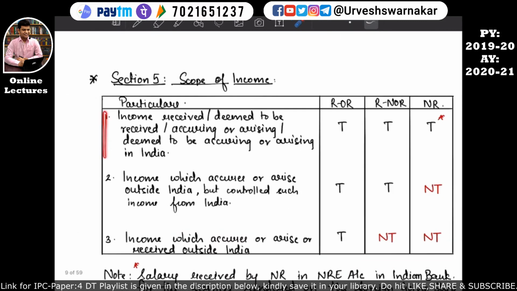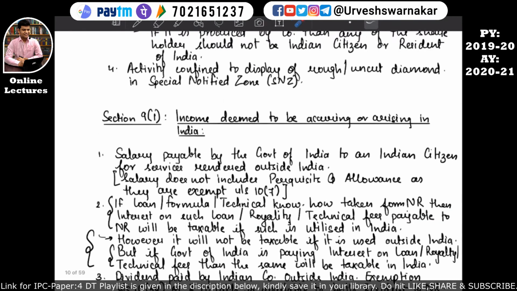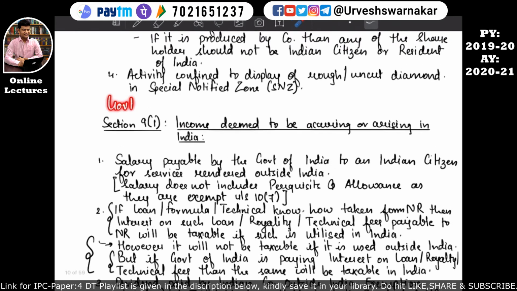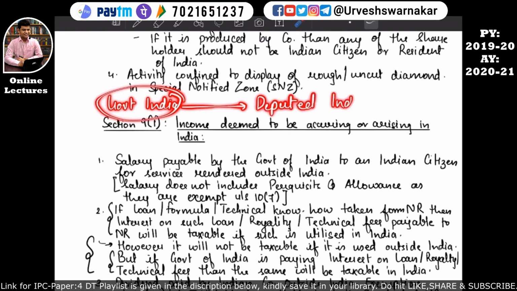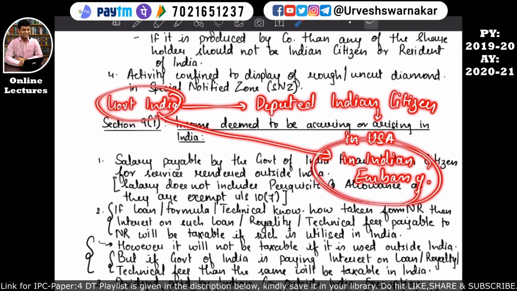So basically this point is getting triggered where it is said that income deemed to be accruing and arising in India, even if a non-resident is there, it will be taxable to such non-resident. I hope this is quite clear to you. So let's understand this point. Understand that this is government of India, and government of India has deputed an Indian citizen in USA in Indian embassy, and this government of India is paying this Indian citizen for working in this Indian embassy but in USA.